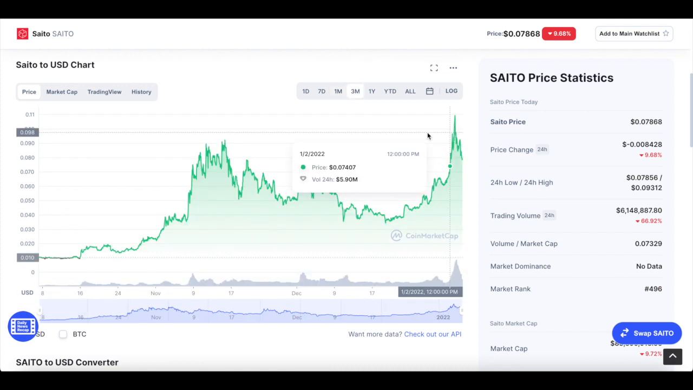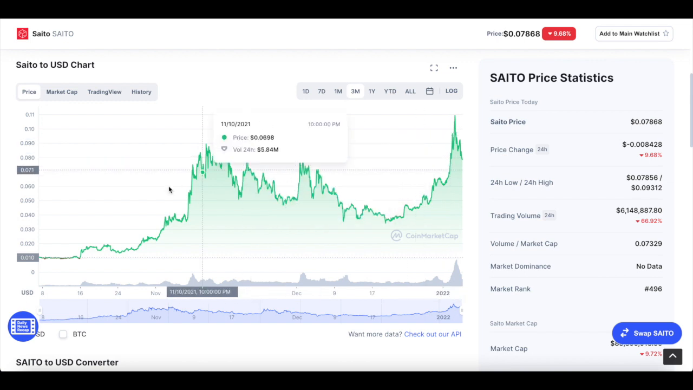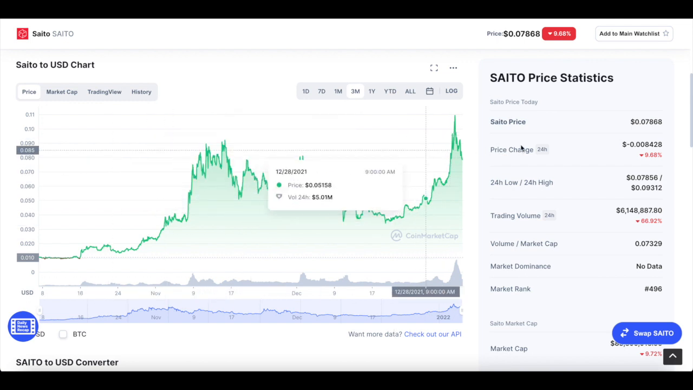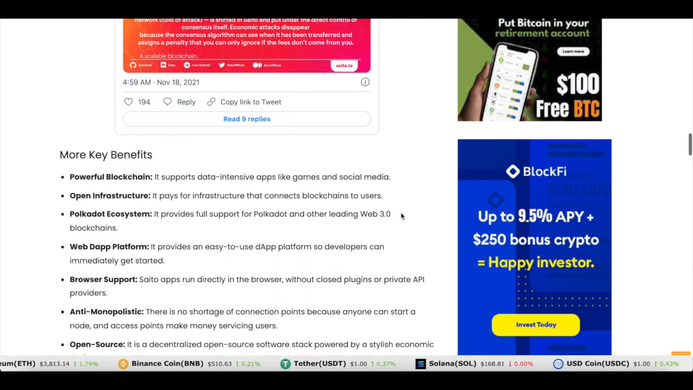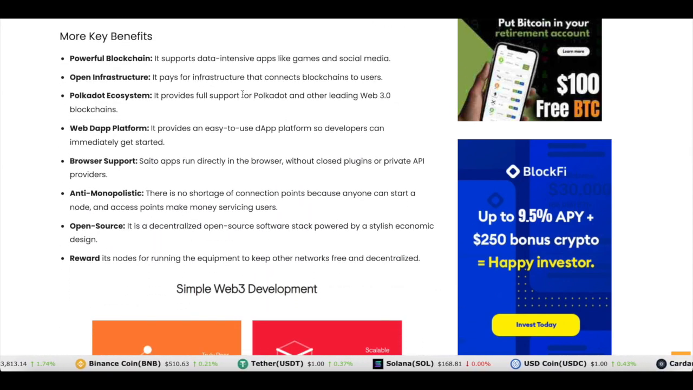It was extremely cheap, but obviously we know now that cryptos like this have huge potential. You should never really underestimate any crypto. You should just strive to learn as much as you can. Now, there is additional information that we can go through that will be really helpful in understanding Saito.